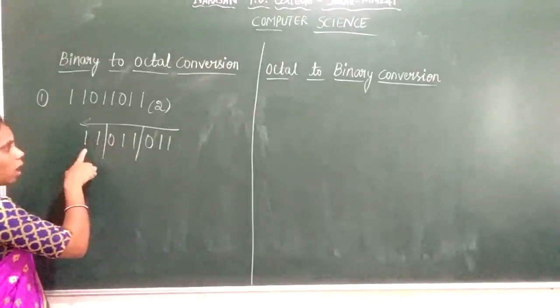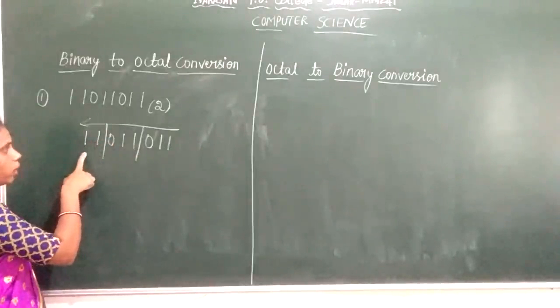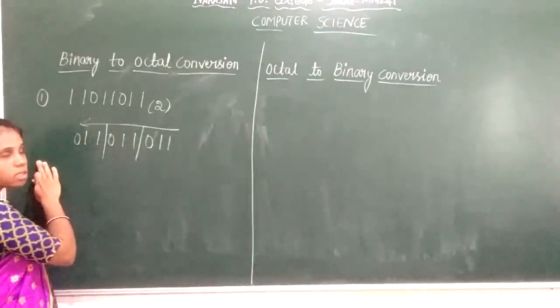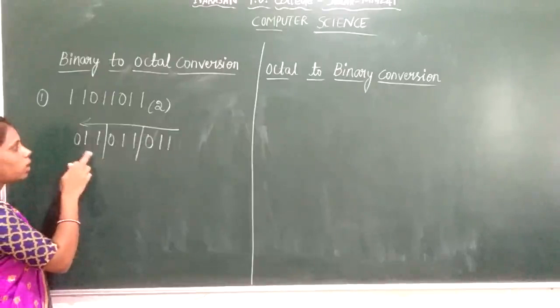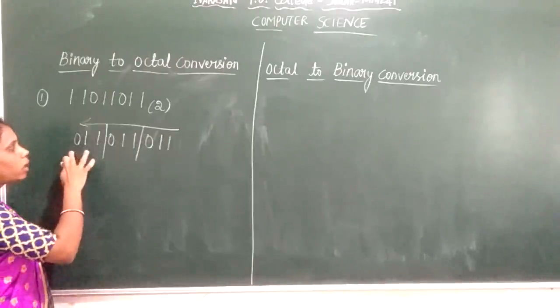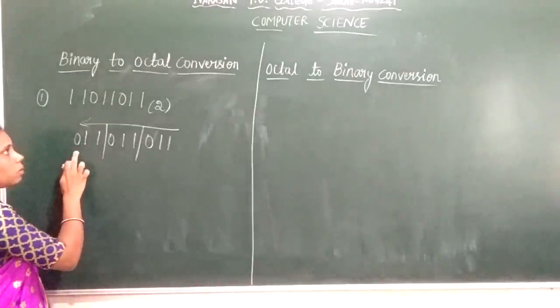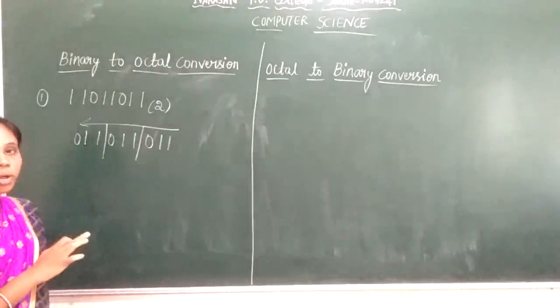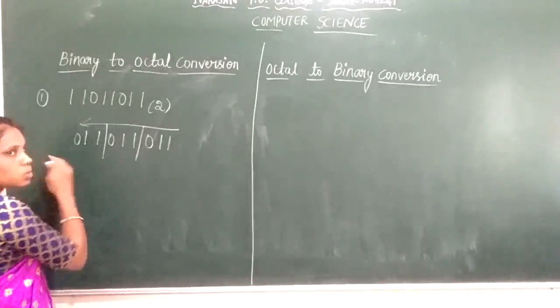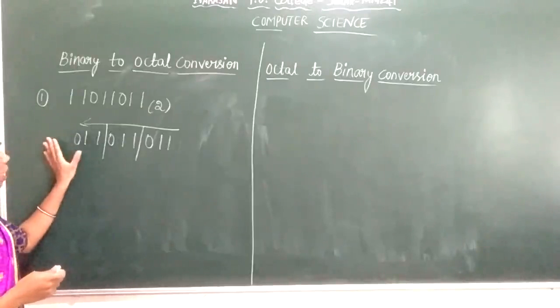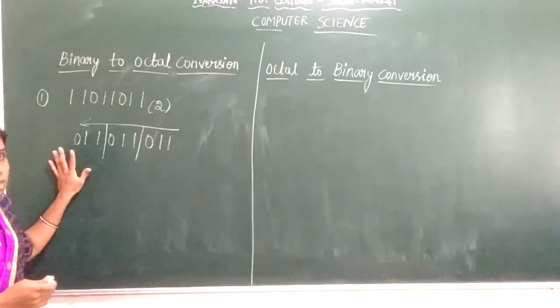Now you have 1 and 1. If you want to make it as a group of 3 bits, you can add 0 to your left side. That is your MSB. You can add 0 to the MSB to make it as a group of 3 bits. So here we don't have any decimal point, hence we can add the zeros towards your left side. Now write the octal equivalent value for this binary value.